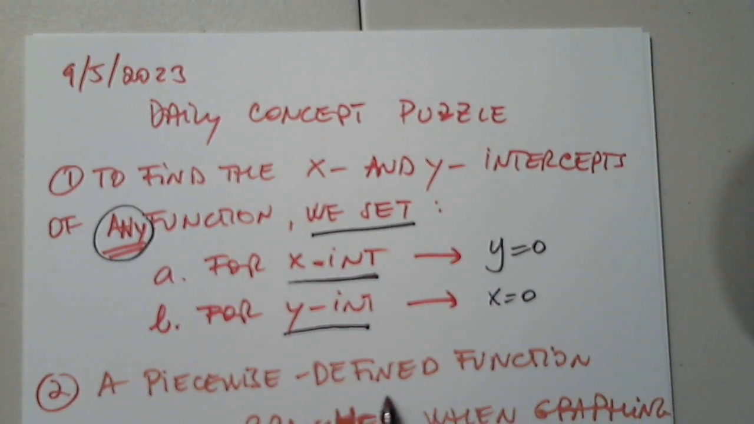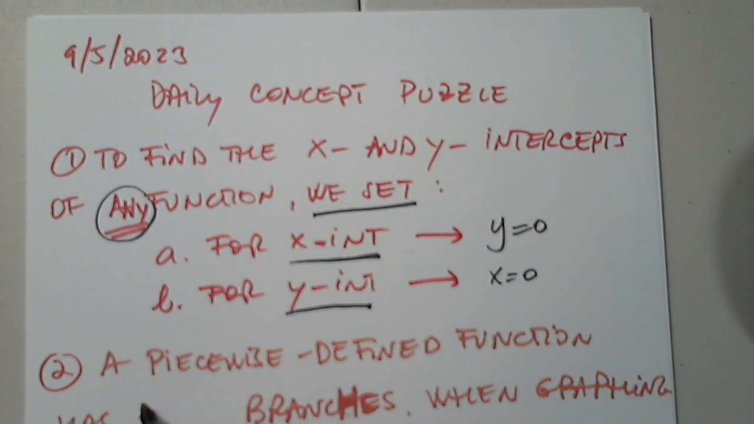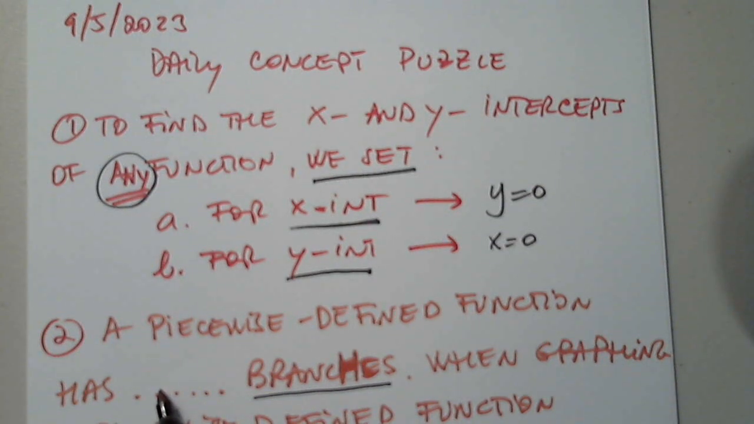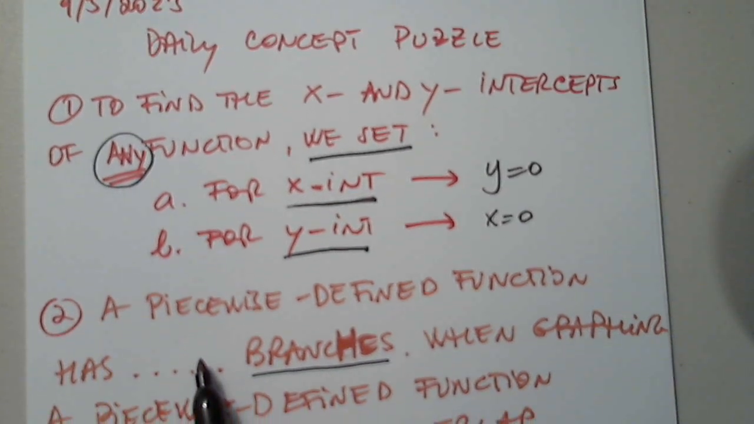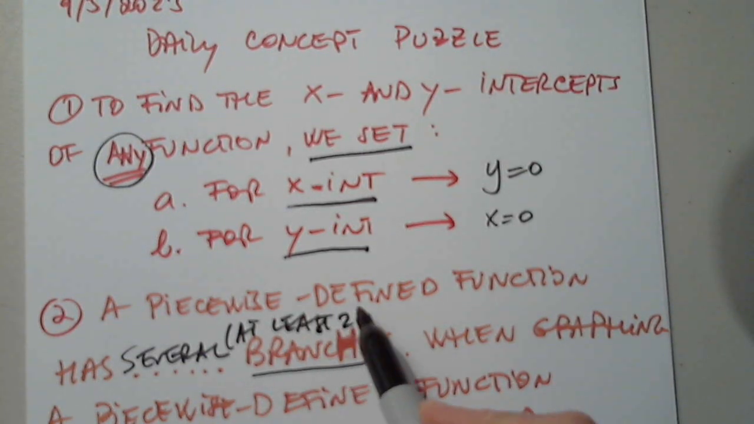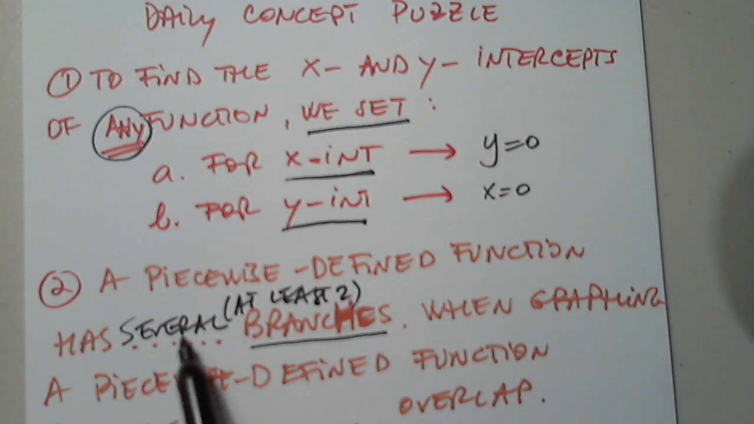A piecewise defined function has blah, blah, blah branches. One or two or three? How many? Is it 2? Several. But you are right. At least 2. Absolutely. At least 2. It has several. You may have 2 or more, but at least 2.